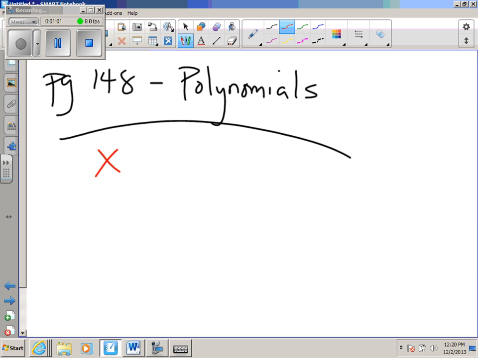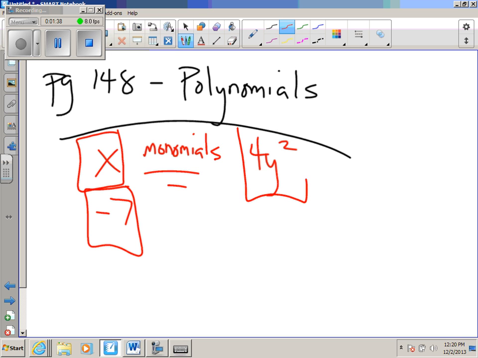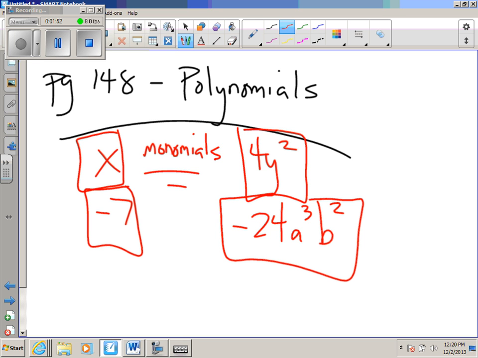So when they give us expressions like this and they say x, have you seen x before? Just x. Sure you have. We called it what? We call it a variable. Negative 7, have you seen negative 7 before? Yeah, we called that an integer. All right? 4y squared, and negative 24a cubed b squared. These are all monomials.